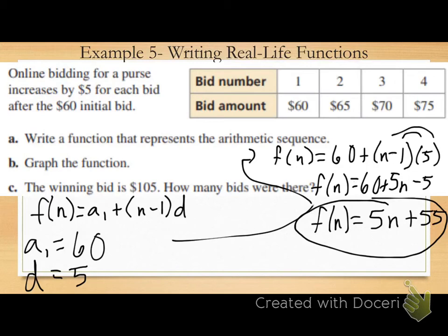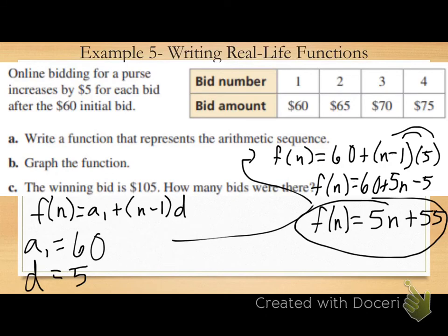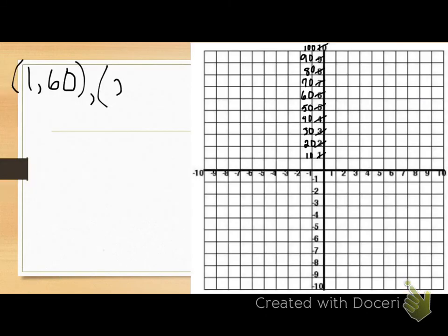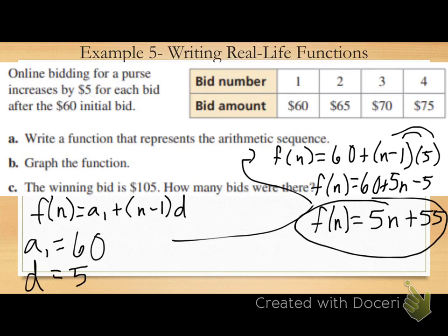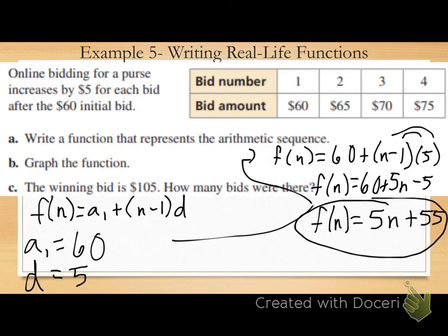Okay, letter B says graph the function. Someone raise your hand to give me my first ordered pair. 1 comma 60. Raise your hand to give me my second ordered pair. 2 comma 65. Everyone good with that? Third ordered pair. 3 comma 70. And my last ordered pair, someone raise your hand for me. 4 comma 75.